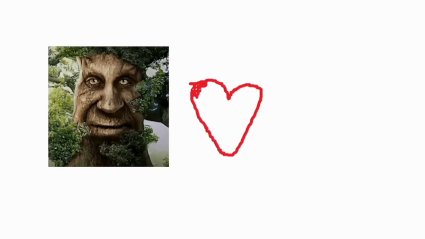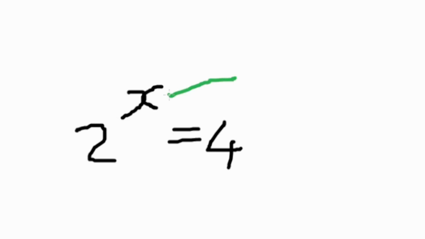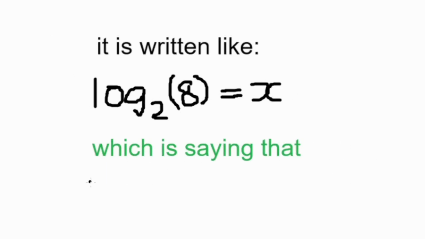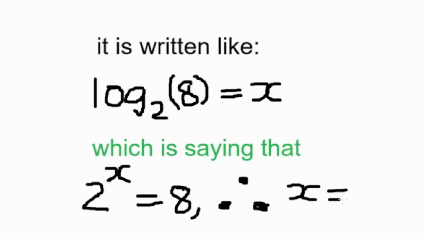Logarithms, trees that like music. They are the opposite to exponents. I mean, they're not roots, but what they do is they find which power a base has to be raised to equal a number. It is written like log 2 of 8 equals x. This is saying that 2 to the power of x equals 8, therefore x equals 3.